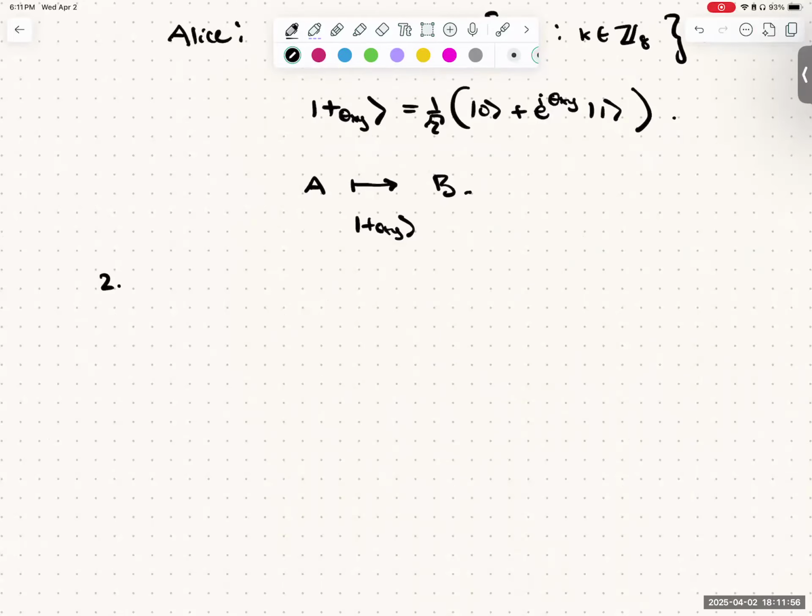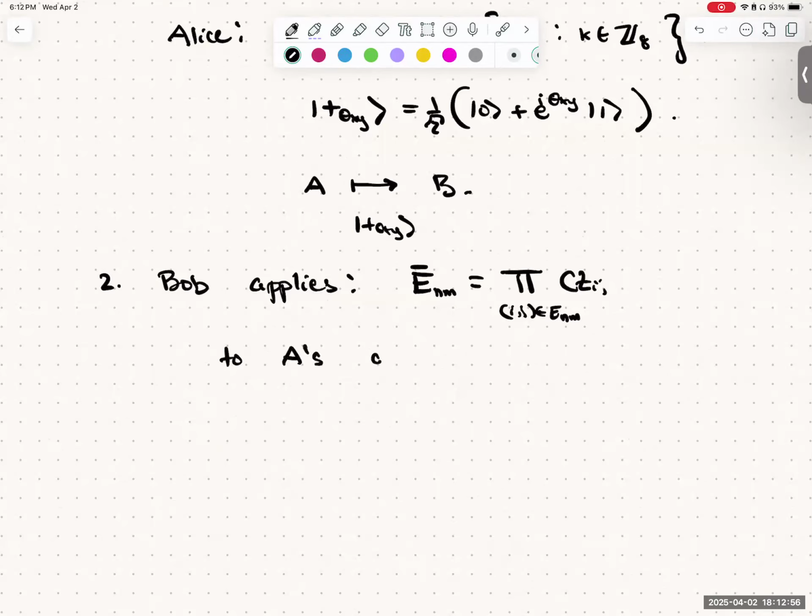And then what does Bob do in the second step? Bob prepares, well, this is not technically correct. I realize that now. What do I mean by Bob prepares G and M? I mean, he applies the entanglements. So maybe better to say Bob applies. What does Bob apply? Bob applies an operator, E n m equals the product over i, j of E n m, CZ i j, to Alice's qubits.